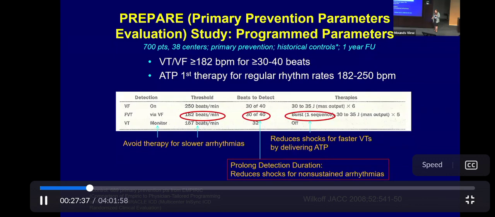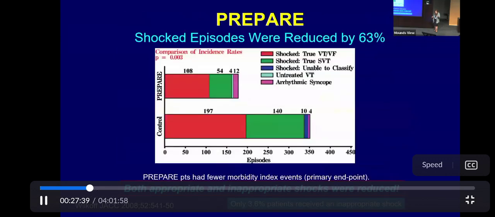This particular study showed, and this is just looking, the top one is the PREPARE programming and the historical controls are the bottom. Bottom line, shock episodes were reduced by 63%. And that was actually a reduction in both appropriate and inappropriate shocks, meaning that some of those episodes were just non-sustained VT that terminated spontaneously, and only 3.6% of patients actually received an inappropriate shock, compared to, if you remember in the first slide, a lot of SCD-HeFT patients got inappropriate shocks, right? That's because we didn't have this information back then.